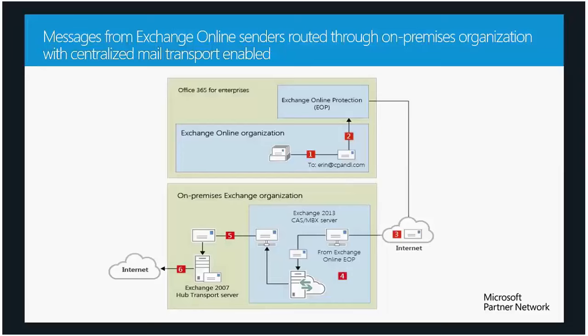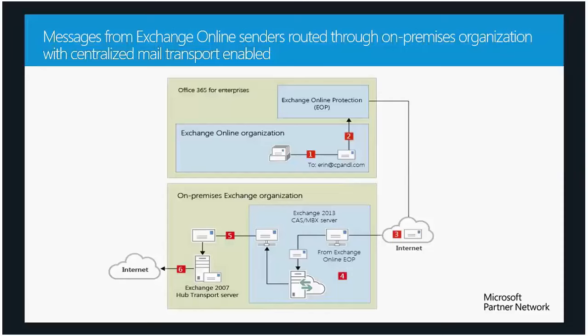What happens here? We have David, who is in Exchange Online, and he sends an email to an external user, Erin at cpandle.com. The Exchange Online organization sends the email forward to Exchange Online Protection. This scans the emails, and it sees that it has to send the emails through the on-premises organization. So again, using TLS, so it's a secure connection, it sends the email through the internet to the Exchange servers.